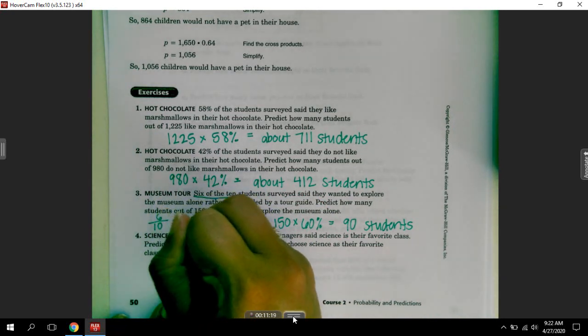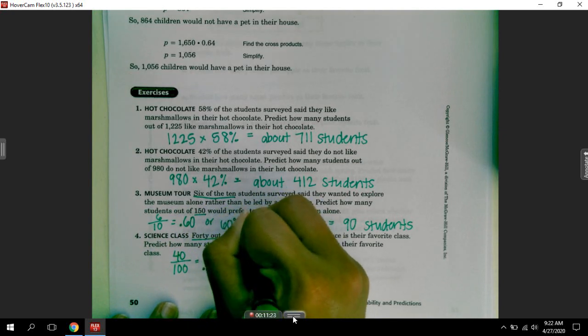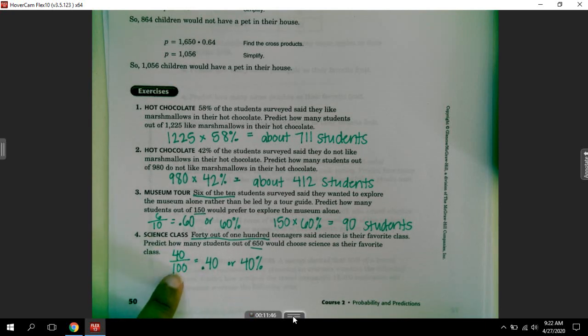So this would either be 0.40 or 40%. Anything out of 100 is just that number because percents are out of 100. So if you had 30 out of 100 teenagers, then that's 30%. But it only goes for when you're out of 100. Not if it was out of 200 or out of 150, you couldn't just say that number. It has to be out of 100 to just know that it's 40%.